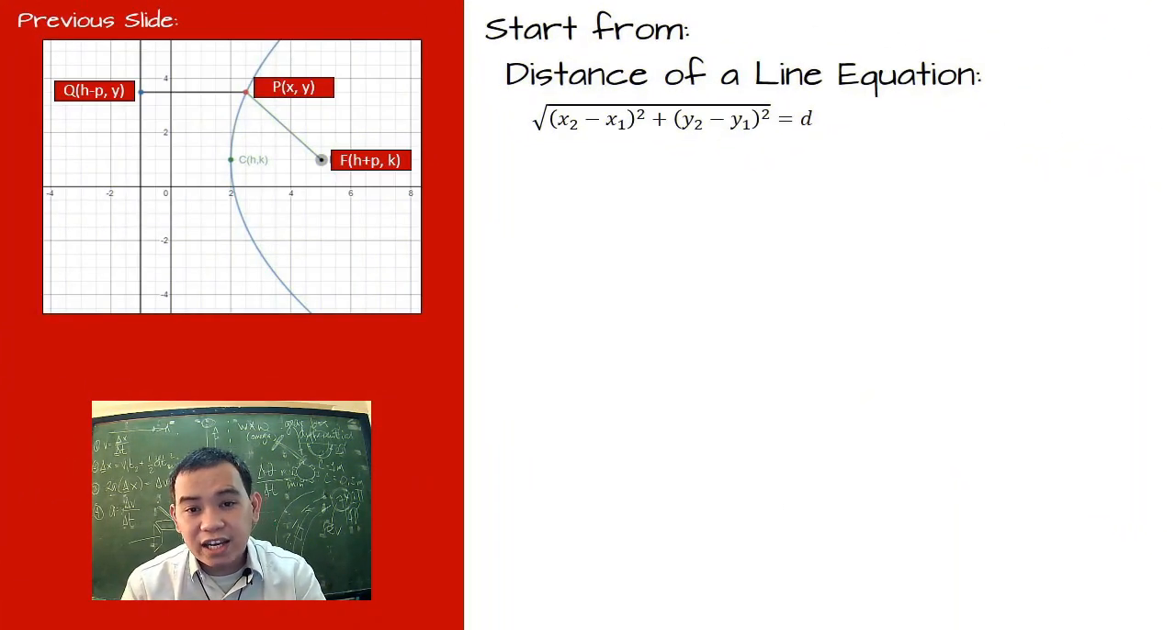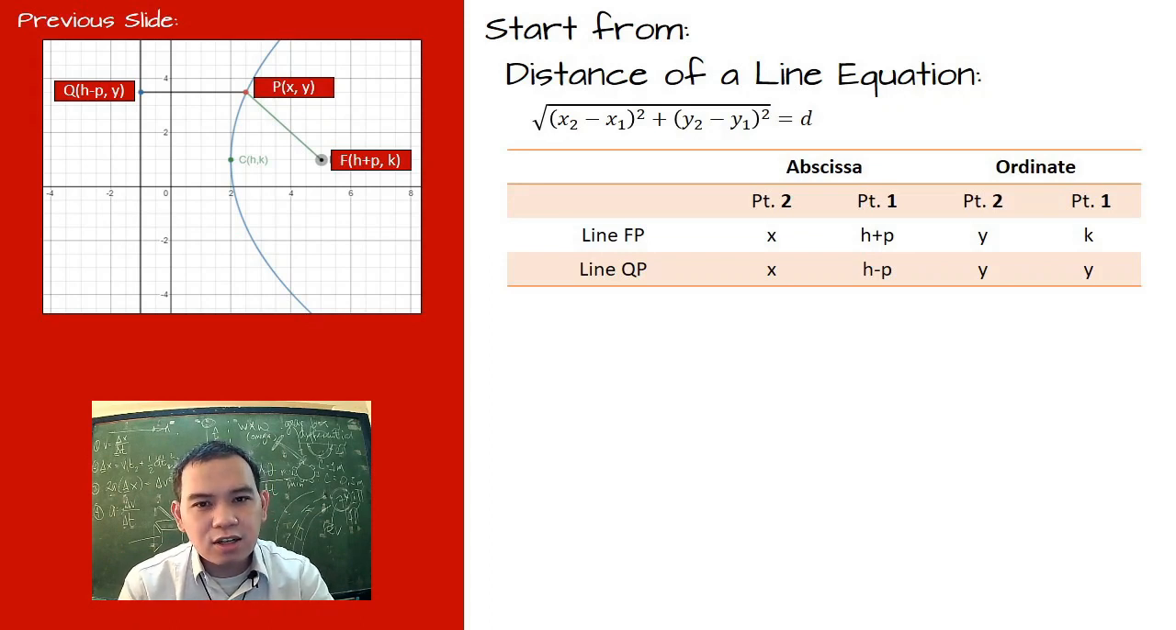Given that the length of a line is defined as the square root of the sum of the square differences of the change in the abscissa, or that would be the x-axis, and the ordinate, or y-axis, we begin by plotting the coordinate of the foci and the 2 points on the curve and directrix.